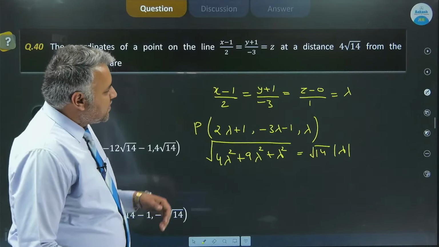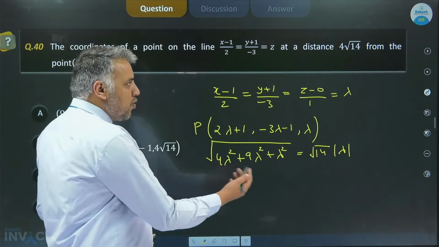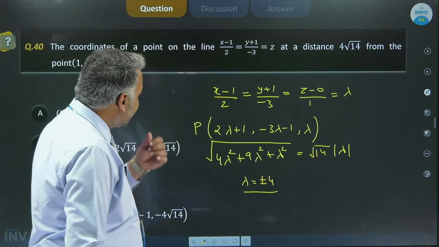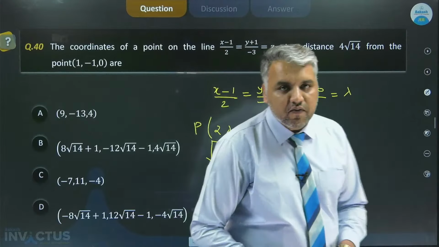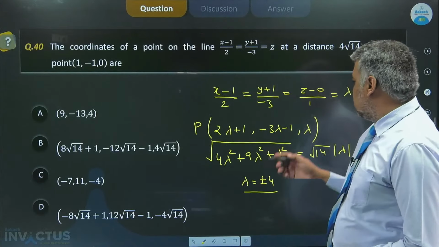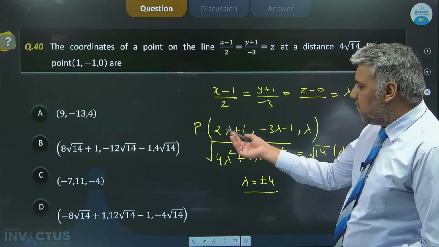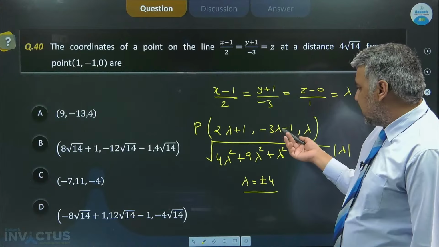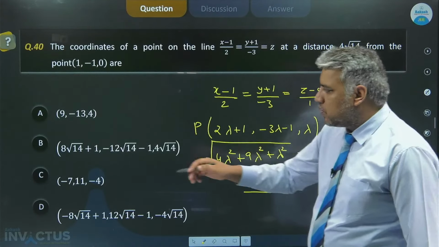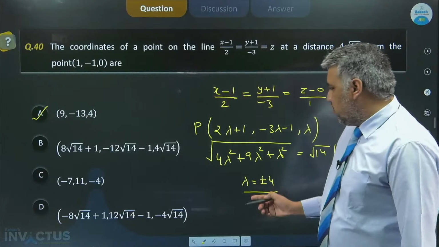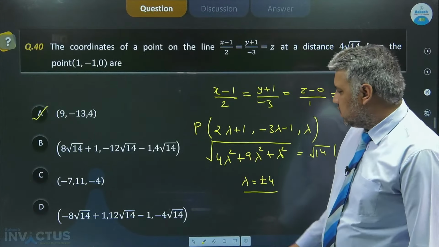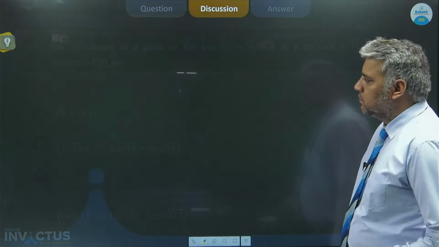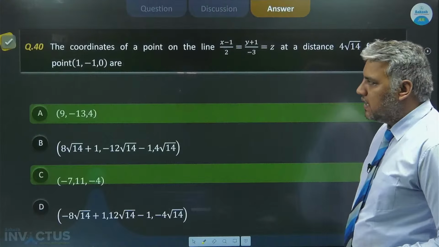Okay, and this is given as 4 root 14. So that means mod lambda is 4, so lambda is plus or minus 4. So we have to find the points which lie on this line, at a distance 4 root 14 from the given point. We can just put the value of lambda here. If lambda is 4, then you can see (9, -13, 4). So A is the correct option. And similarly, if you put lambda equal to minus 4, you will get C is also a correct option. Yeah, A and C are correct options.